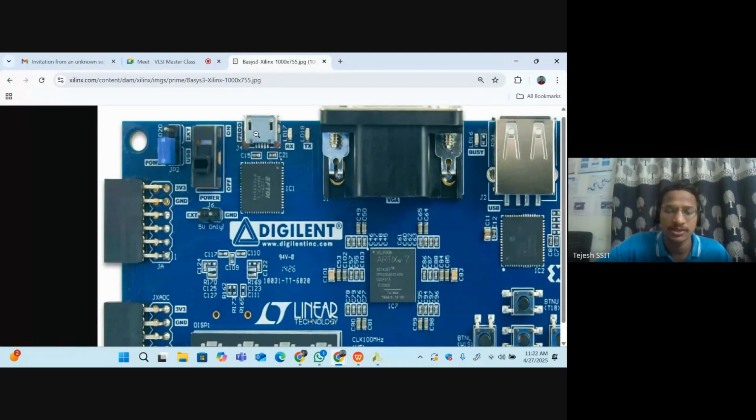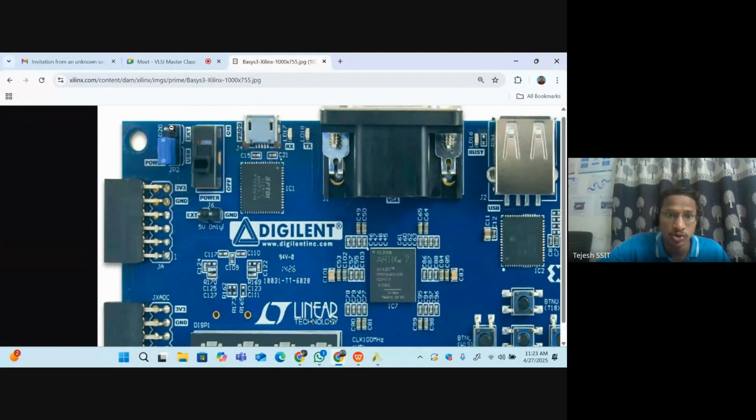So I can explain about this JTAG. This is the connection. Here we can use the JTAG from this connection. This is the power on and off switch. And I am telling about this jumper. You can connect these two pins. This allows the power into the JTAG.